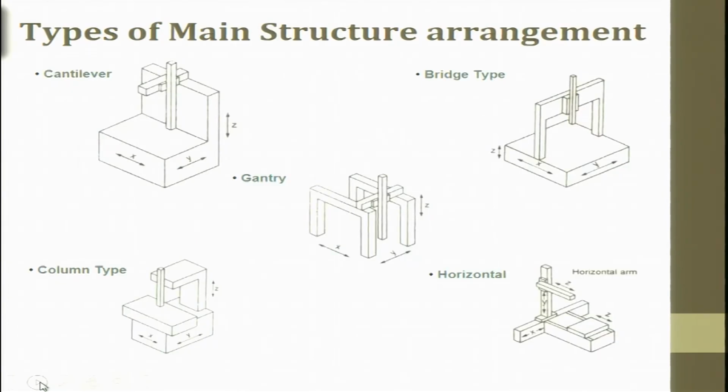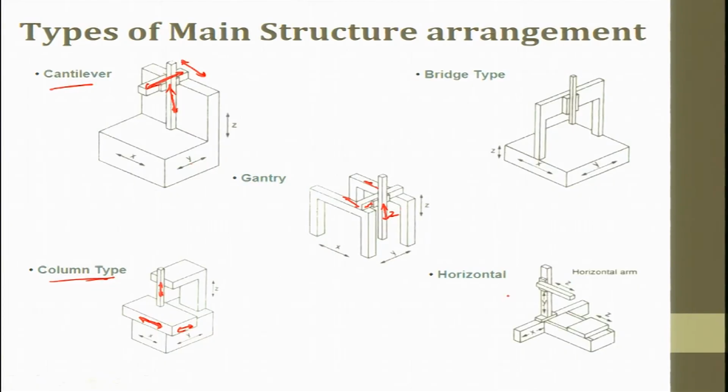Types of main structure arrangements in the CMM machine: first is cantilever. The cantilever beam can move in the x direction, and on this beam we have an arm that can move in the z direction. The second one is column type, in which the table can move in x and y directions, and the arm moves in z direction. Similarly we have gantry, in which this can move in x direction, this in y direction, and this in z direction.